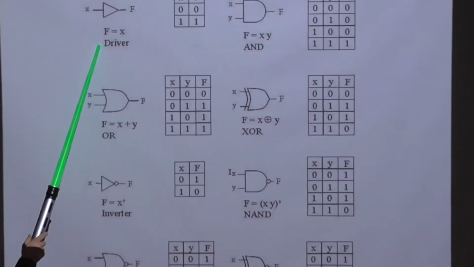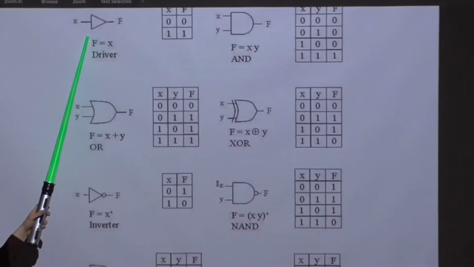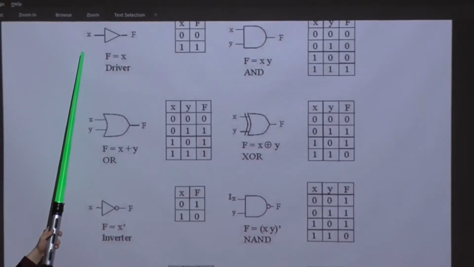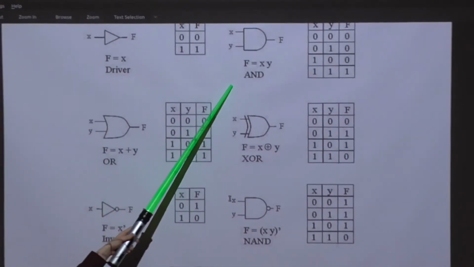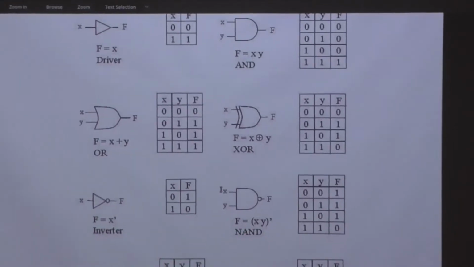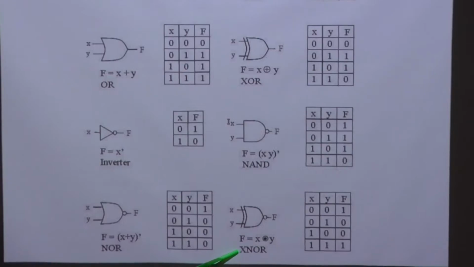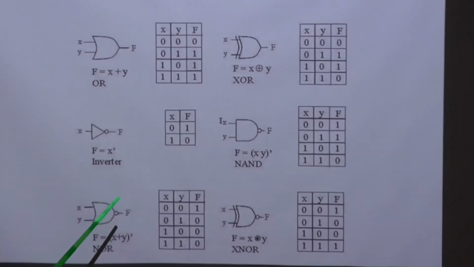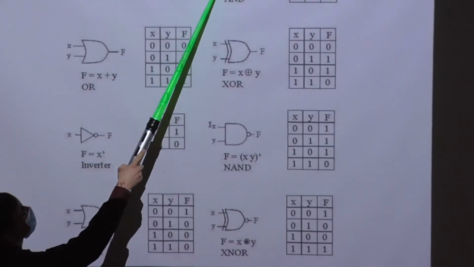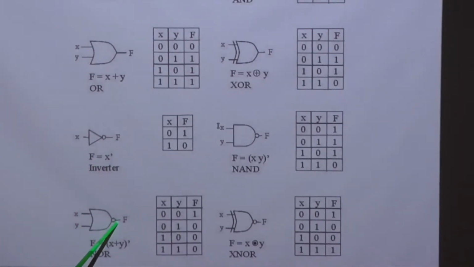So this is a driver. Note the absence of the little circle symbol on it. Kind of looks like an operational amplifier, doesn't it? AND gate, OR gate, XOR gate, inverter, NAND, NOR, and XNOR. Or SNOR? Is it a SNOR gate? Maybe, I don't know. Anyway, you can see each one of these has an inverted version by putting a little circle on the end.